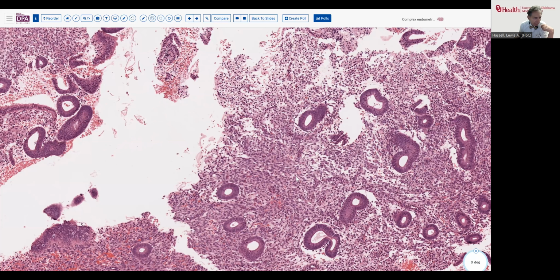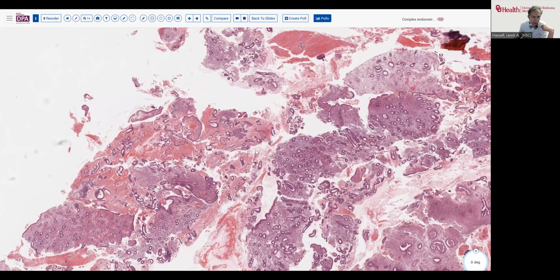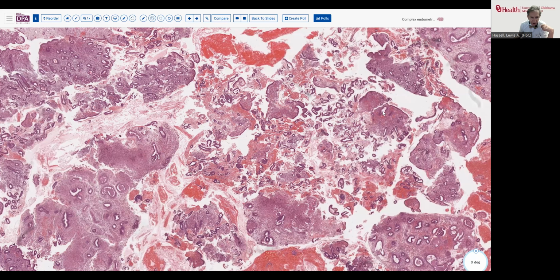So only minimally decidualized, but areas of some residual complex glandular structures with squamous metaplasia and the anomalies that we expect in terms of cytologic change as well as the architectural change. So one last example here.